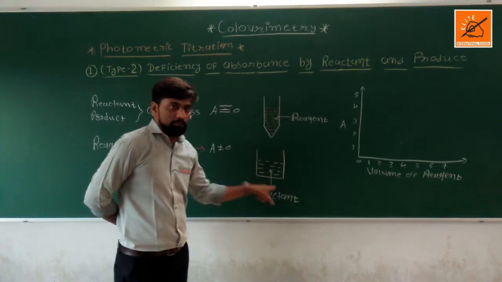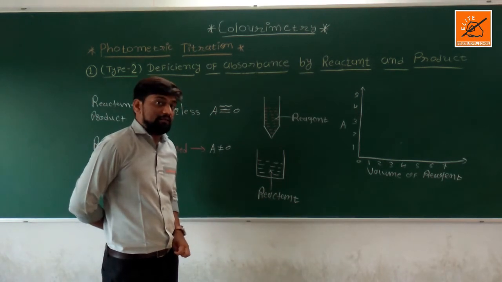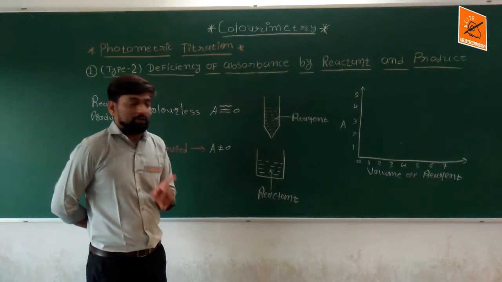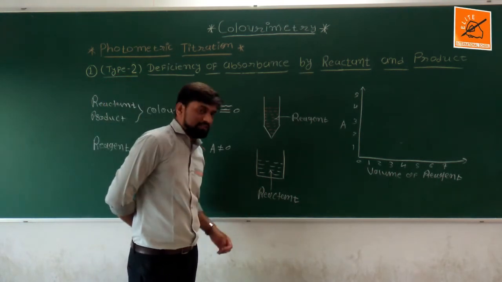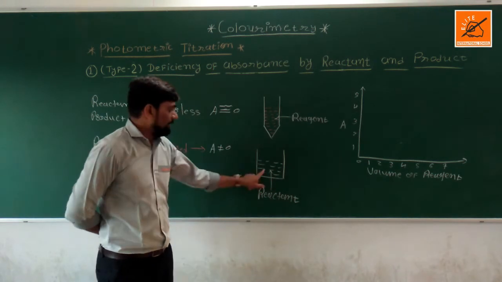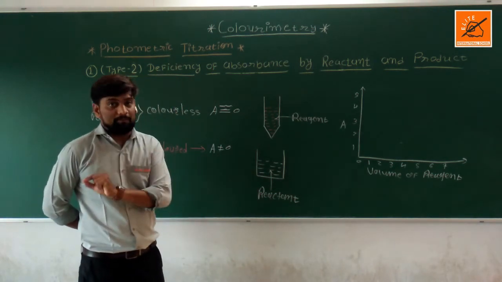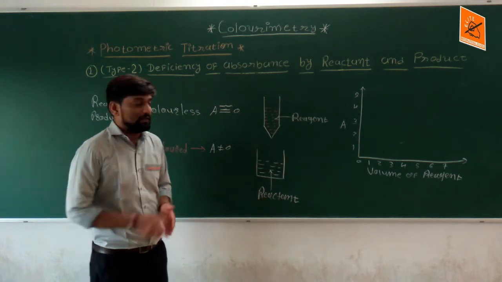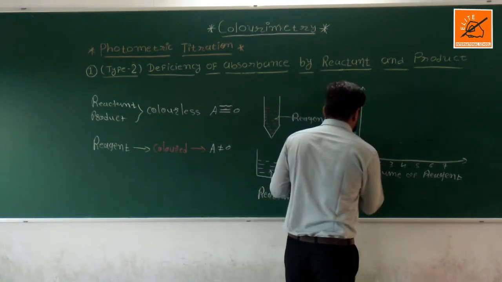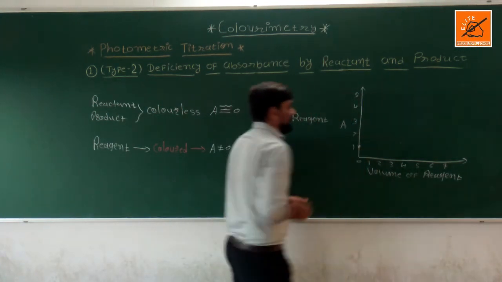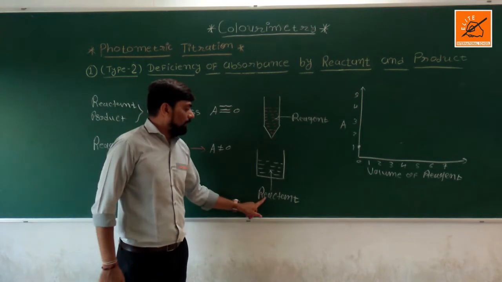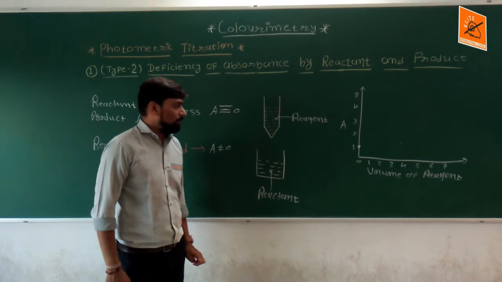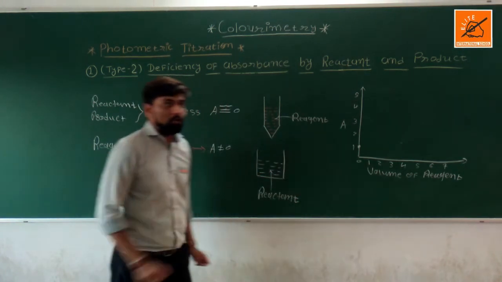So before the addition of reagent, the maximum amount of reactant is available, but it is colorless. That's why it does not have absorbing properties. When we measure the absorbance value before the addition of reagent, at that time it gives a minimum absorbance, because the reactant is colorless. Suppose it gives an absorbance value of 1. Before the addition of reagent, all the reactant is present in the flask. At that time it gives a minimum amount of absorbance.